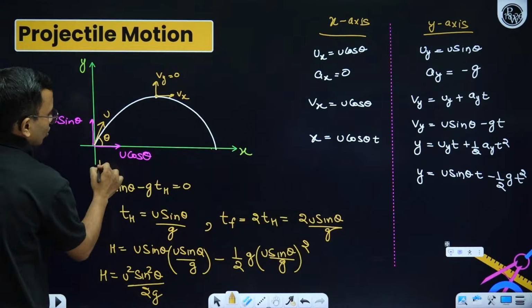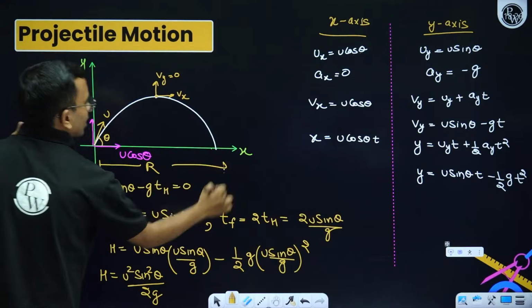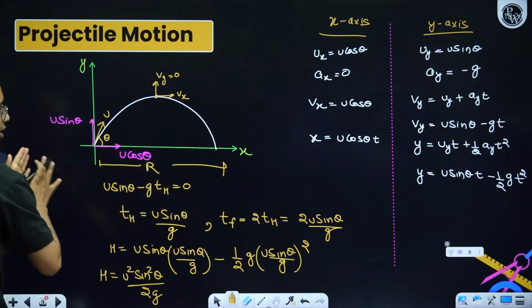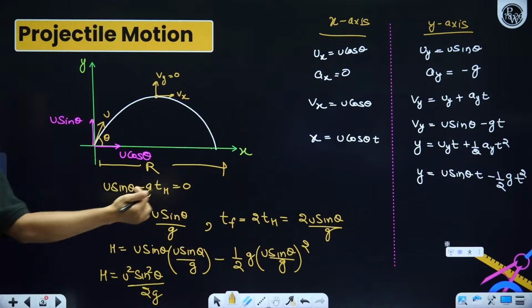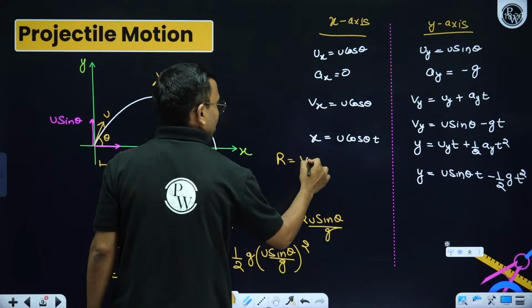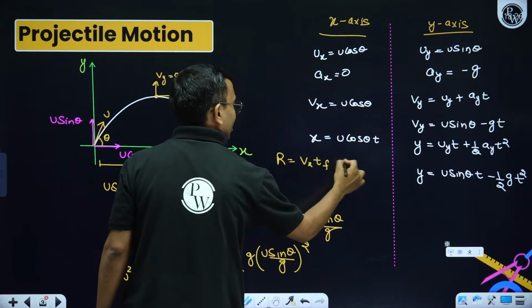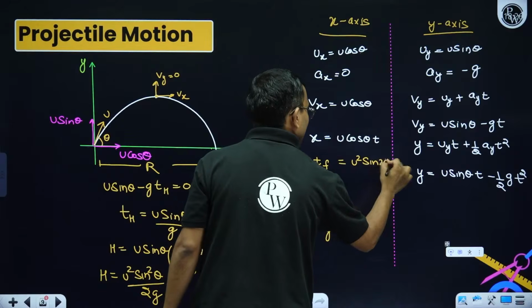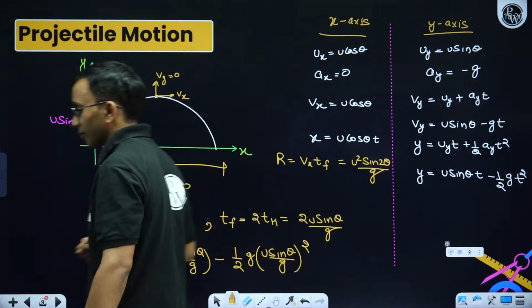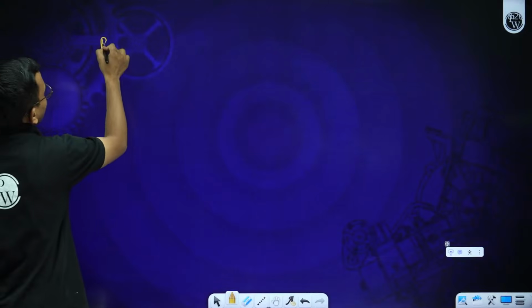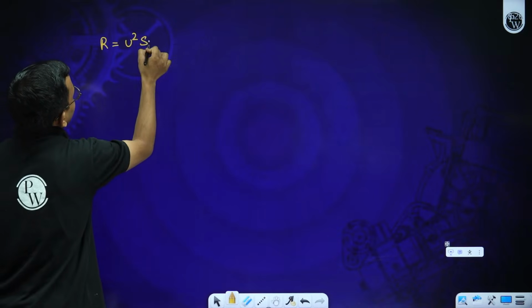What is this horizontal range the particle will cover? Horizontal range will be the distance it covers along x-axis in time of flight. So range will be equal to my horizontal velocity into the time of flight, and that will come out to be u square sin 2 theta by g. I got the range. So range is coming out to be u square sin 2 theta by g.